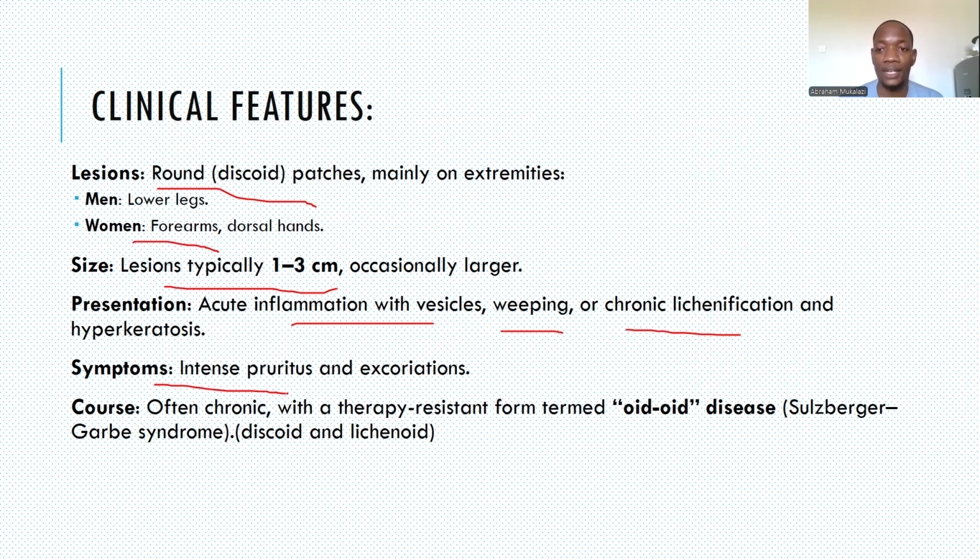So these two gentlemen, Salzberg and Jeb, tried to describe a syndrome or a variant of nummular dermatitis that they called oid disease. So oid comes from two words.